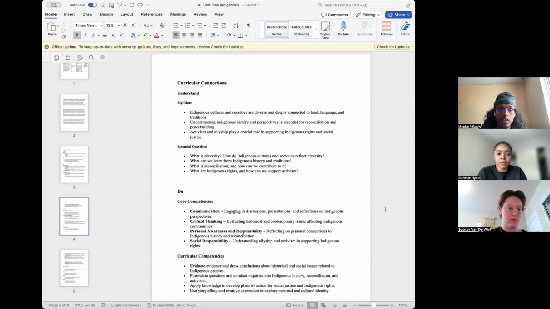Curricular connections, understand big ideas. So Indigenous cultures and societies are diverse and deeply connected to land, language, and traditions. Understanding Indigenous histories and perspectives is essential for reconciliation and peace building. Activism and allyship play a crucial role in supporting Indigenous rights and social justice.